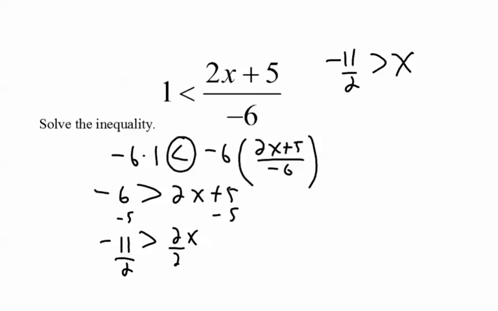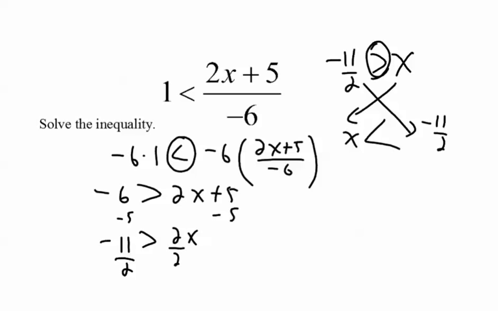Now here's a little trick. A lot of people don't quite get this, but here's the thing. If I put the x right here and I put the negative 11 over 2 right here, all I got to do is make sure that my inequality sign is pointing at the smaller guy. So I just rewrote it, put the variable on the left hand side.